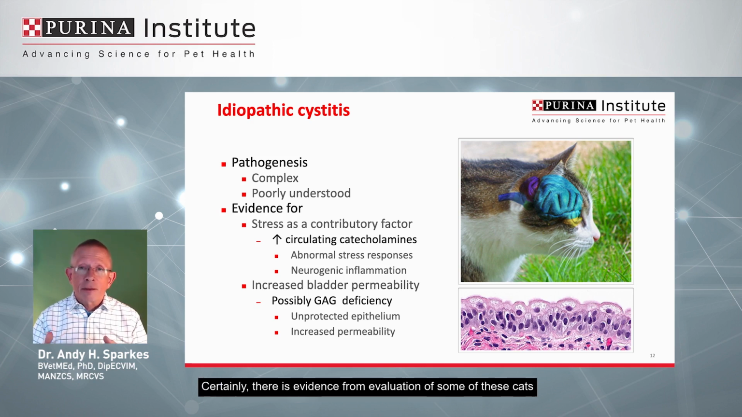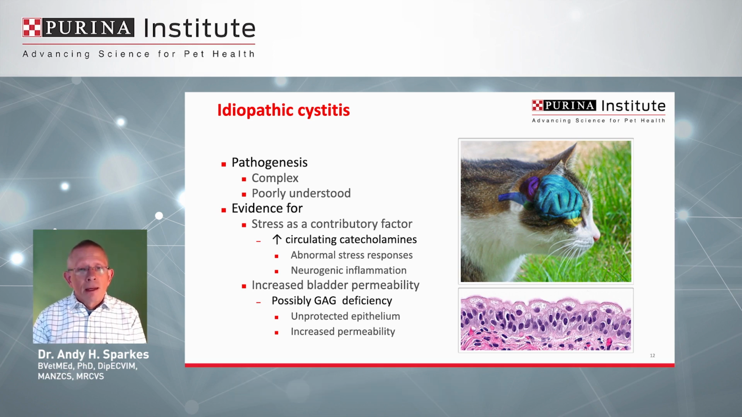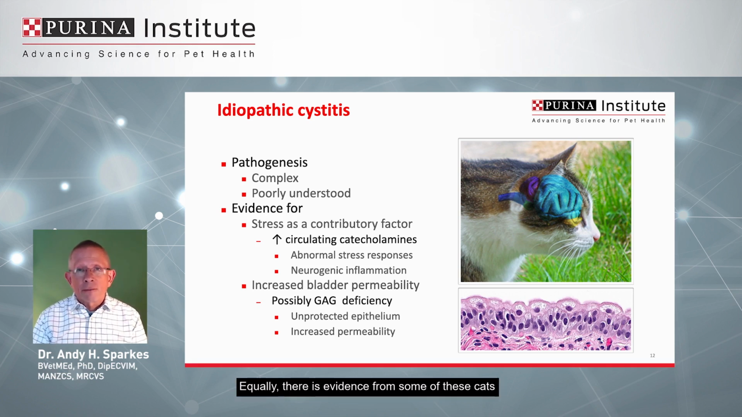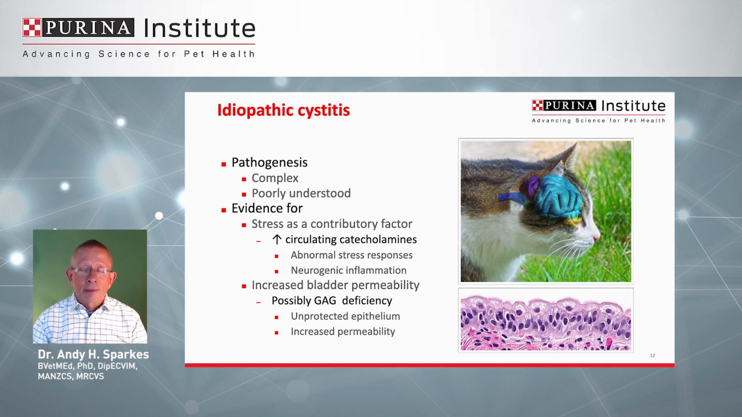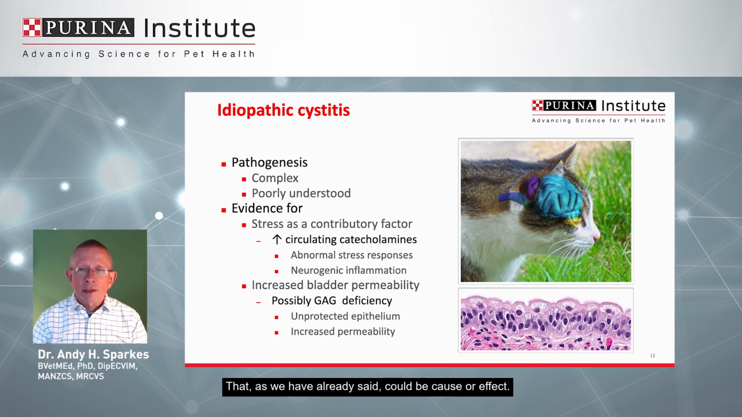Certainly there is evidence from evaluation of some of these cats that stress could be a contributory factor and that they may have abnormal stress responses. Equally, there is evidence from some of these cats that there may be abnormalities in the urothelial lining, and that, as we've already said, could be either cause or effect.